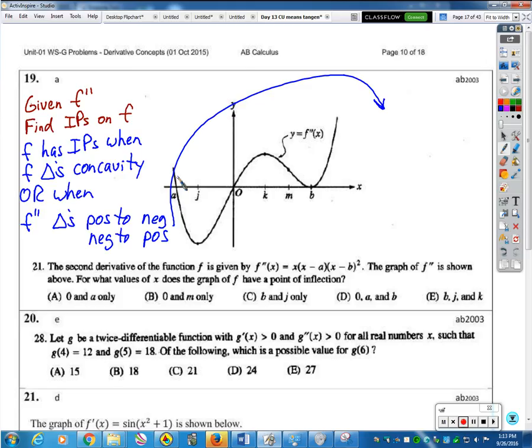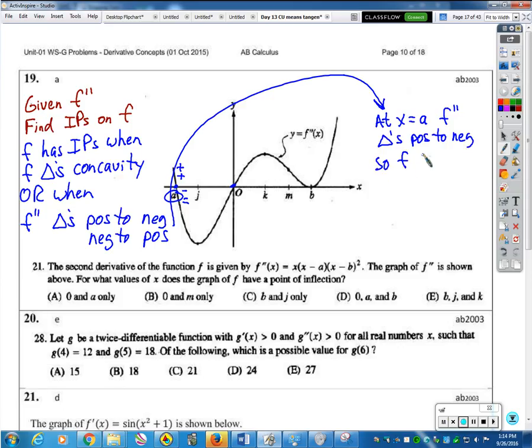Let's see. 0 or 8? Right here? 8. A, very good. So F double prime is positive. Now F double prime is negative. So you can write down: at x equals a, F double prime changes from positive to negative.